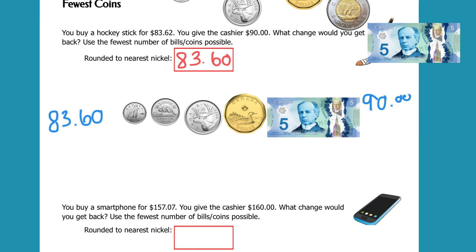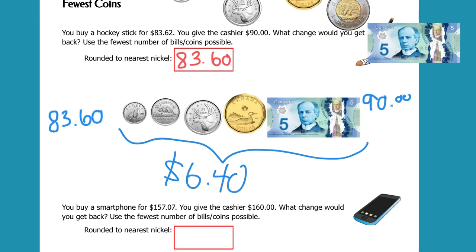So if we want to total up what this would be, we're going to have $5, $6, and then we've got 25, 30, 40 cents. So that's $6.40 is our total change that we would get back from the cashier. And this is what we would want. These are the different coins and bills we would want to get the least number back.